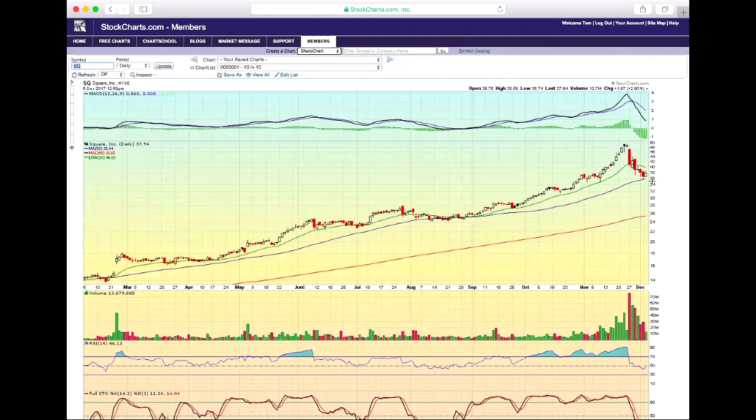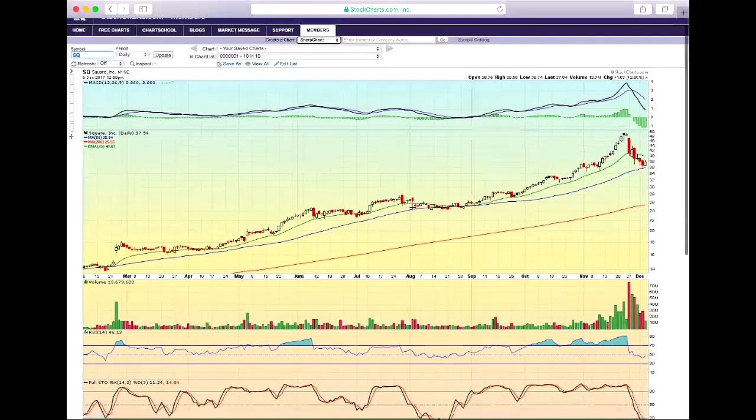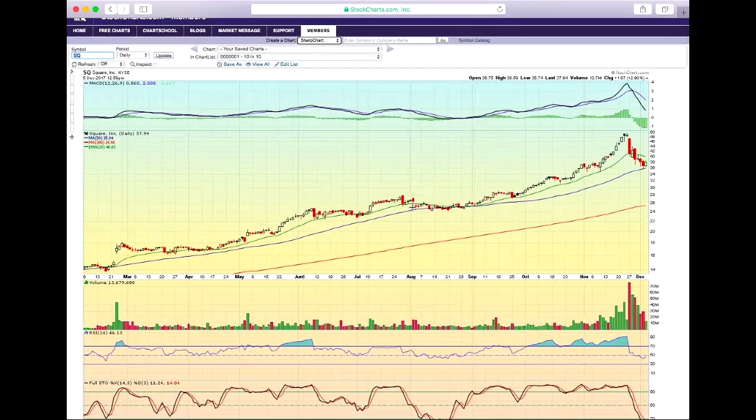So if I could just get some sideways action here for a few days and then start to break out and see that volume come back in, that to me might be a signal to maybe take a shot with Square. I like the company. I like the earnings. I like everything. It just got so overbought.